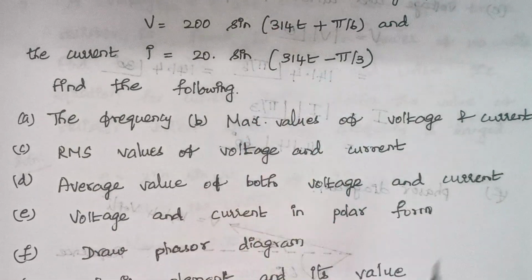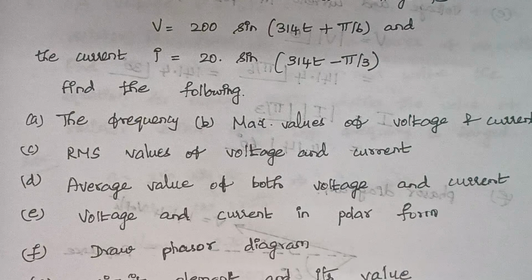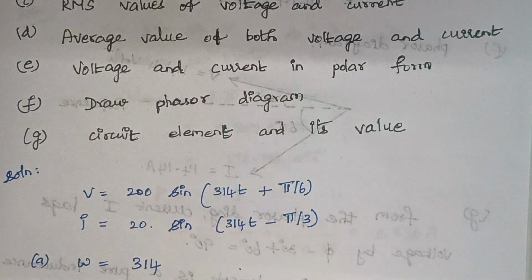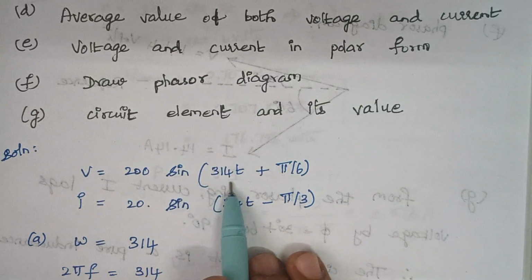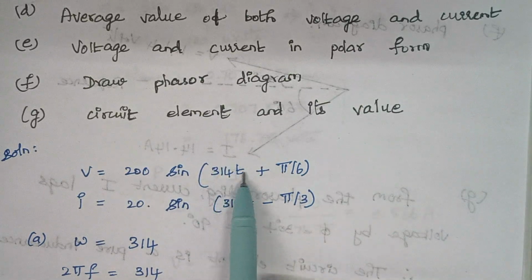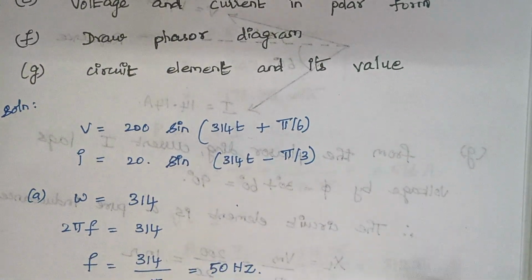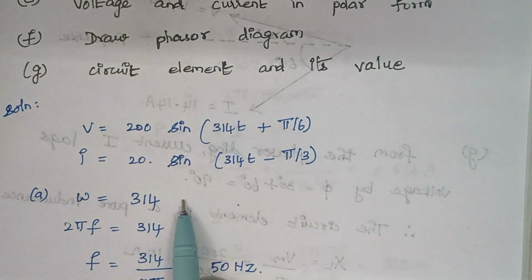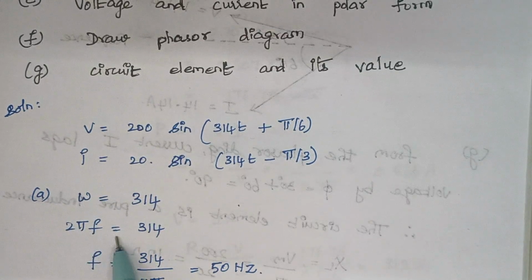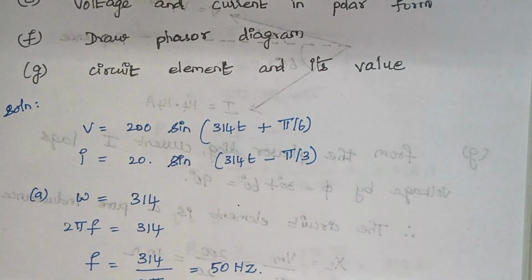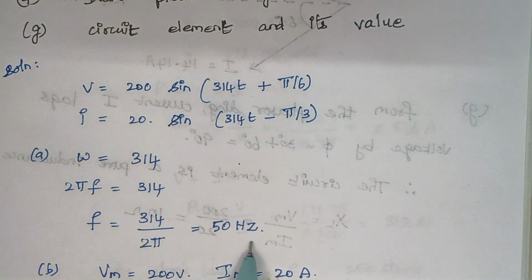First we need to calculate the frequency. From these expressions you see sine of omega t, and in the place of omega we have 314. So just substitute omega = 314. What is the value of omega? It is nothing but 2 pi f. From this expression, calculate the value of f, which is equal to 50 hertz.